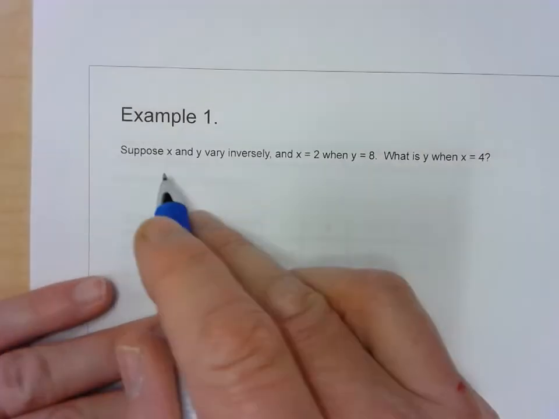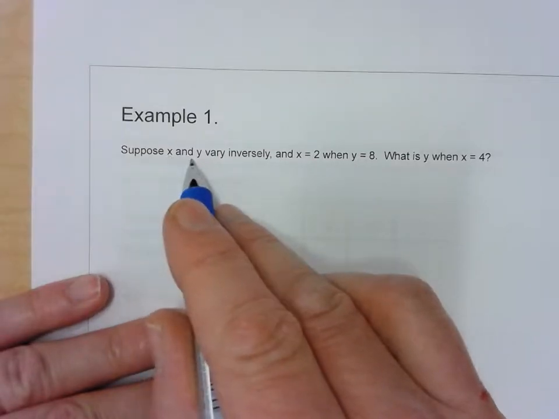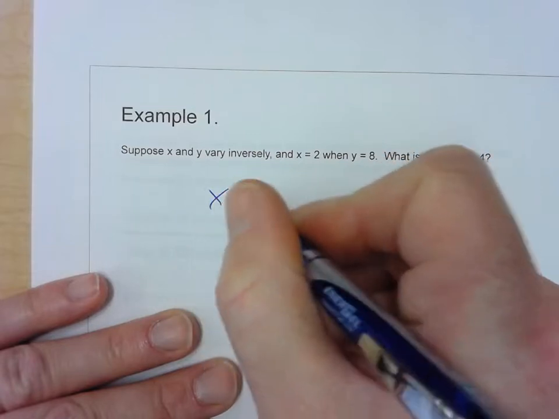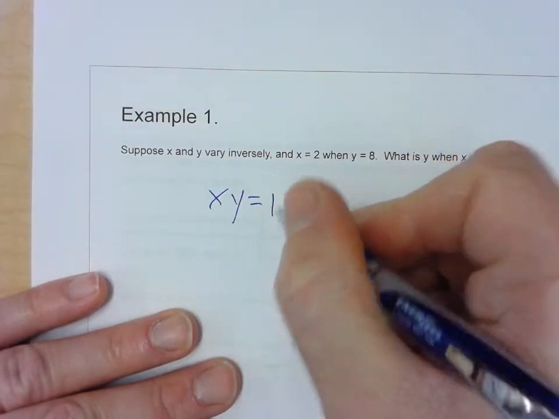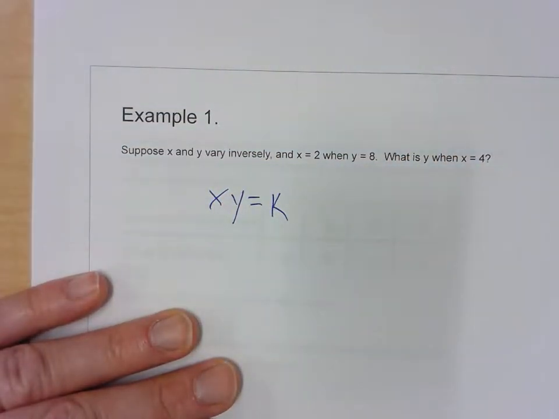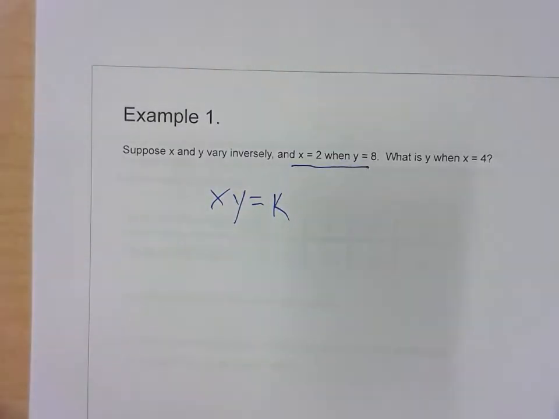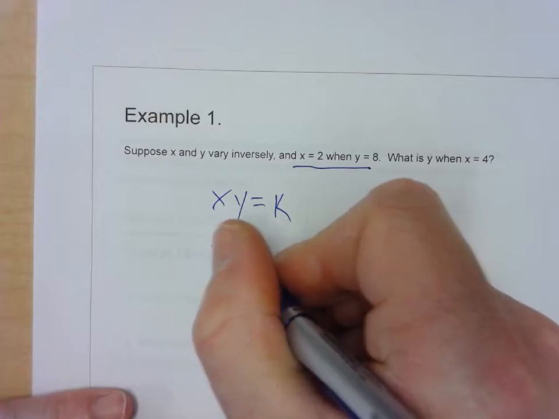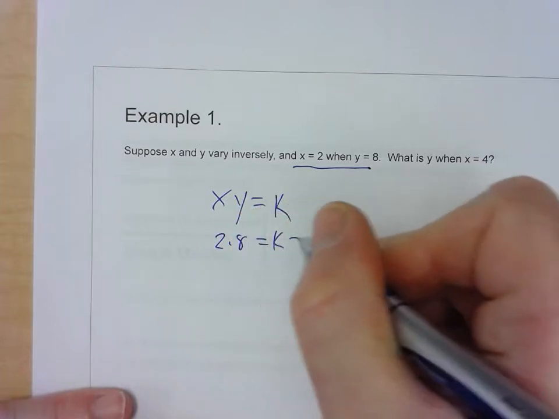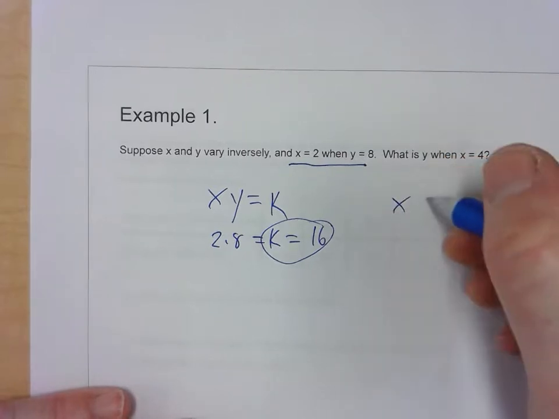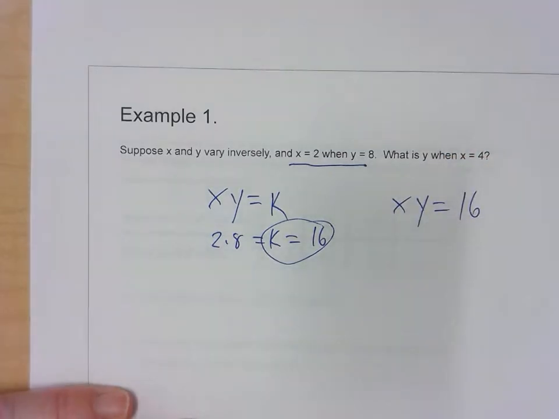So it says x and y vary inversely. So as soon as I see that and I know that they vary inversely, I have x times y is equal to k. I can find what k is now because the second piece of information tells me that x and y are 2 and 8. So 2 times 8 is equal to k, therefore k is 16. Now I know the equation. X times y is equal to 16.